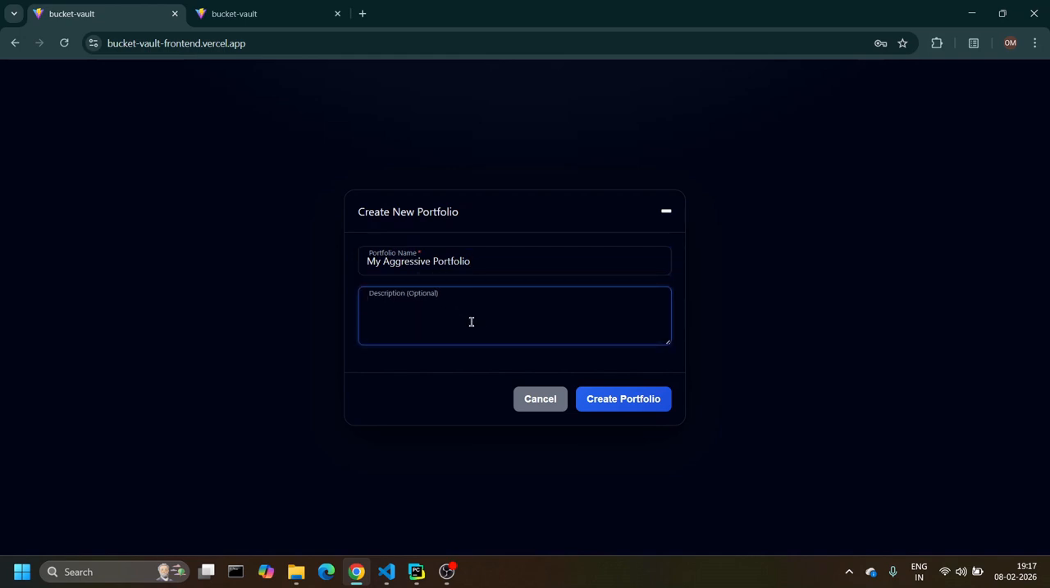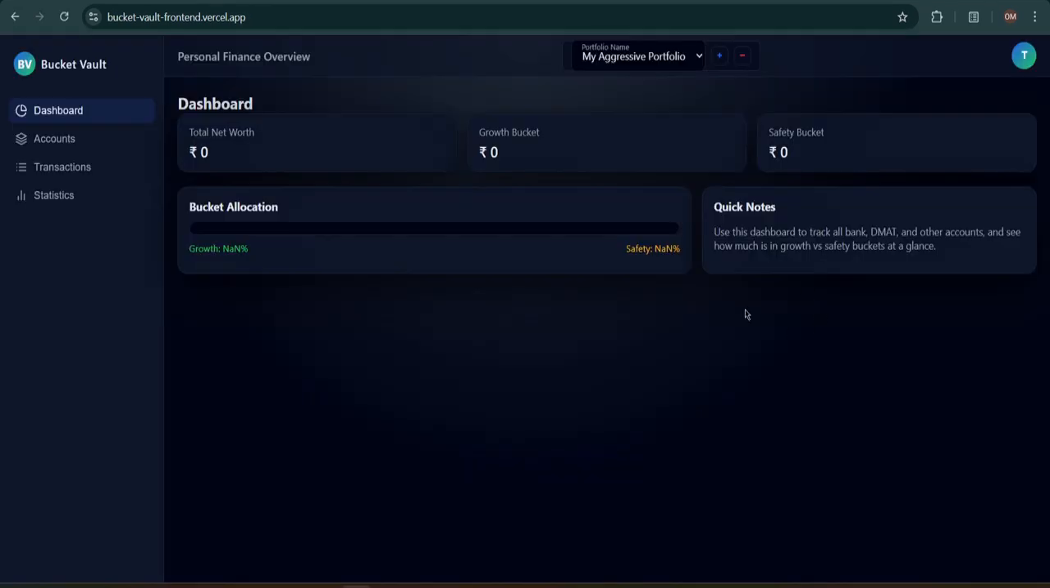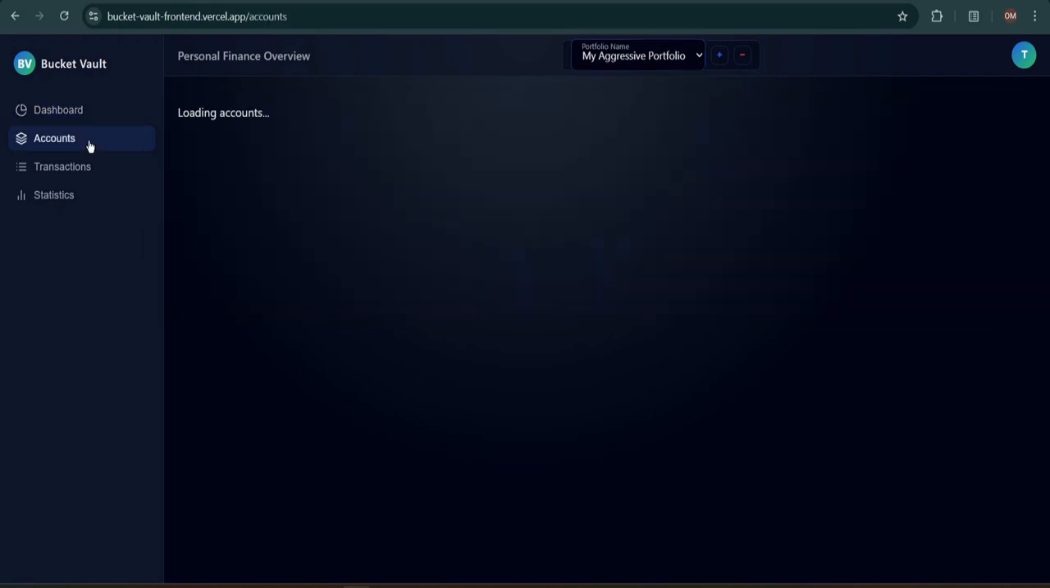This would be my aggressive portfolio, that is high risk. I named it aggressive portfolio and then I hit create portfolio. Now we can see that my portfolio has been created, my aggressive portfolio. It is automatically selected. Now let's hop on to how we create new accounts.